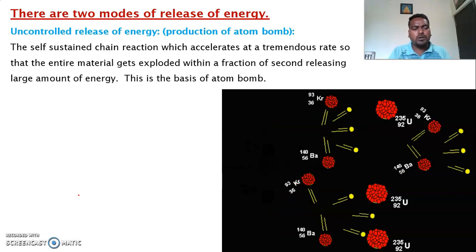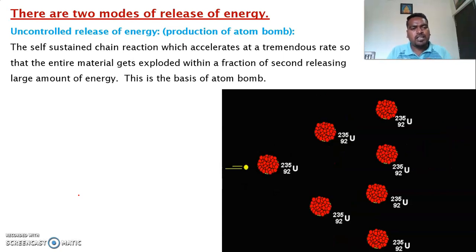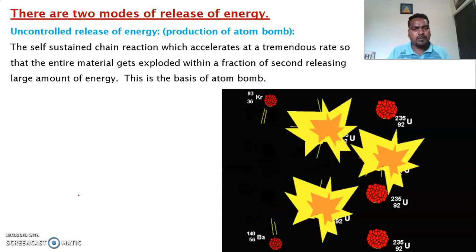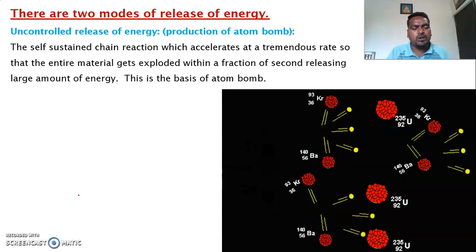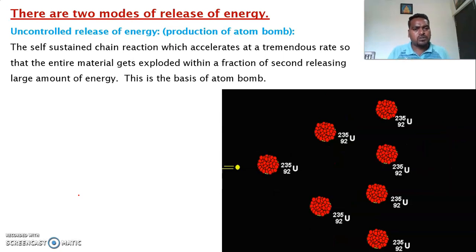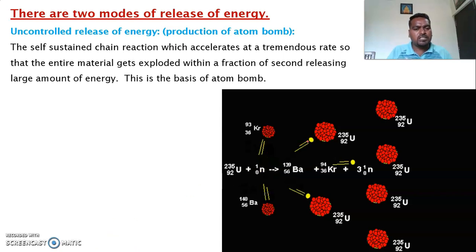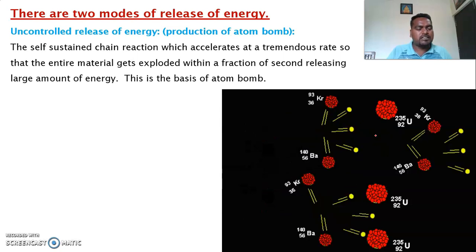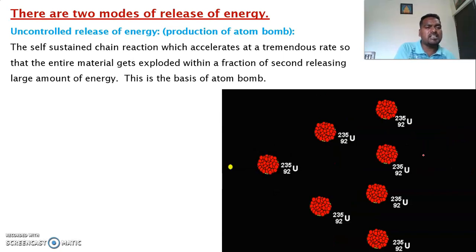Suppose you do not control the number of neutrons in this reaction, then the reaction continuously goes on up to the completion of all the uranium atoms. So this is called uncontrolled. In the uncontrolled case, we are not going to control the number of neutrons. So just observe this reaction. One uranium produces 3 neutrons. These 3 neutrons further collide with another 3 uranium atoms. It gives energy. Then it produces 9 neutrons. So like this a chain reaction will be set up.